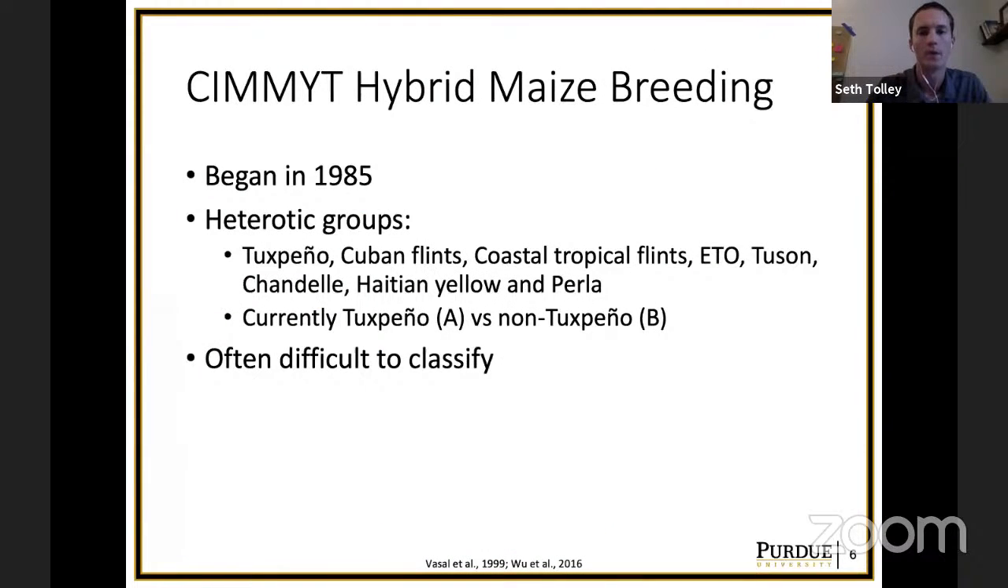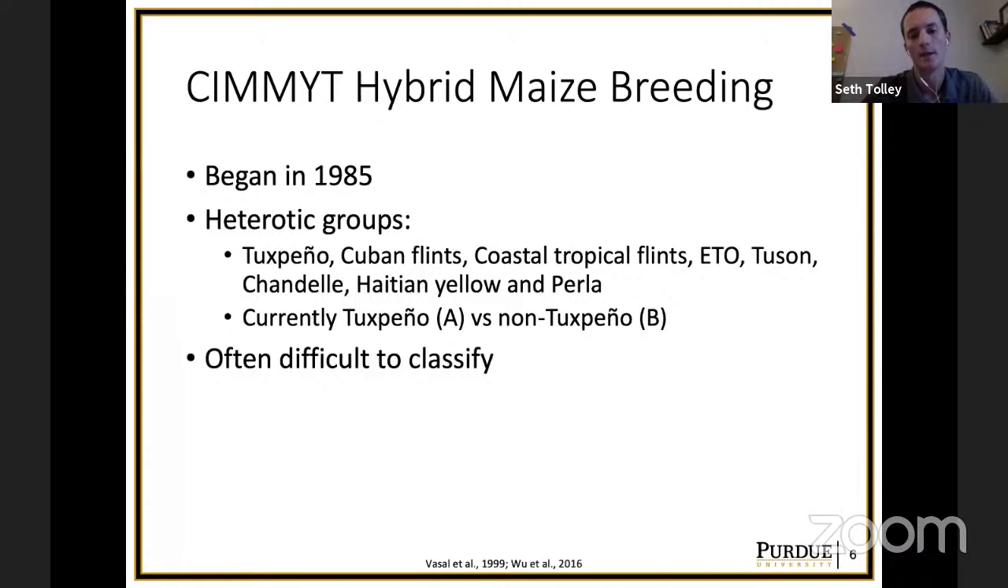Then moving away from the US heterotic groups into CIMMYT heterotic groups, the CIMMYT hybrid maize breeding program began in 1985. They started out evaluating many combinations of heterotic groups, but when you're breeding for combining ability between heterotic groups, it gets really difficult when you have multiple groups. So currently they have simplified it a bit to where they have two main heterotic groups, the Tuxpeño, which they classify as heterotic group A, which is a dent variety kind.